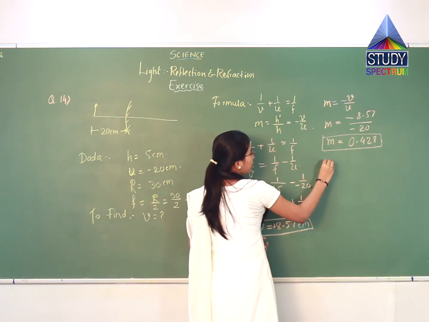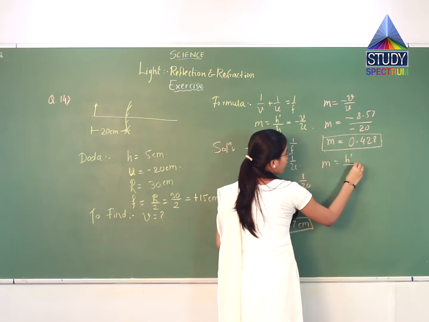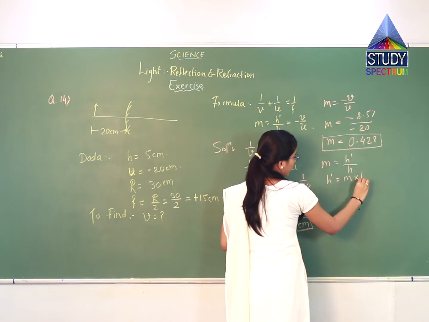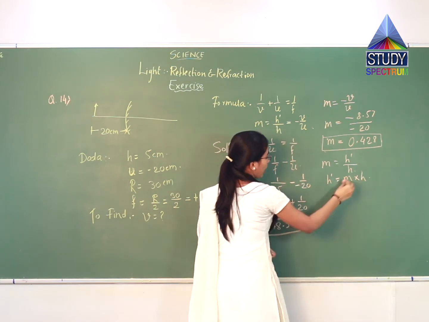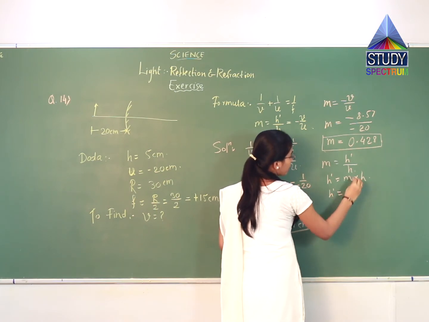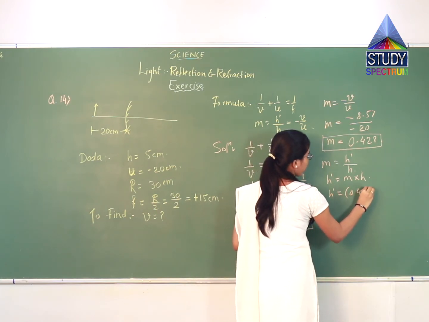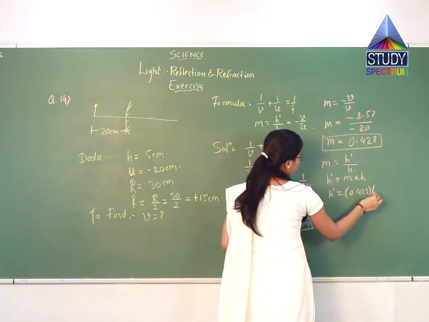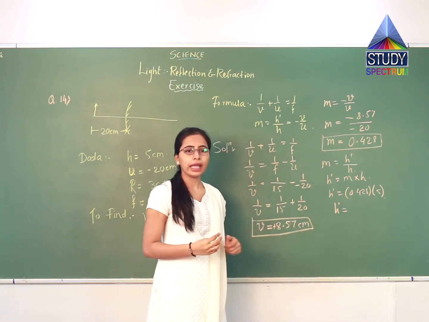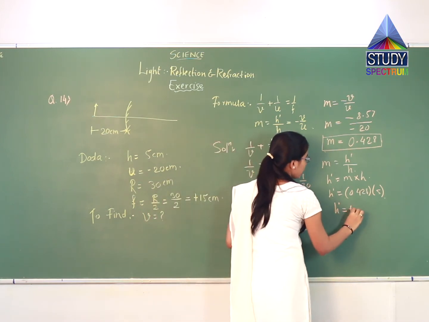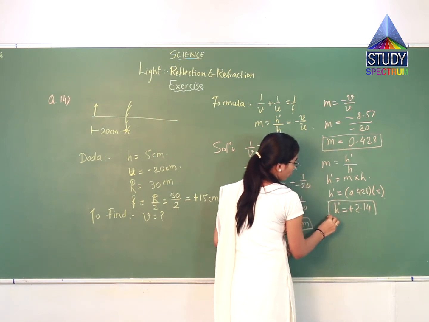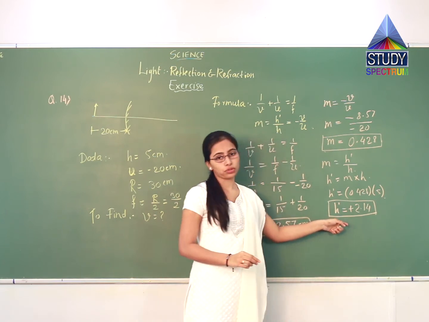So let us find the size of the image. So h dash will be m into h. Now we know h and now we know m. H is already given. So h dash will be, m is 0.428 and h was 5. So on multiplication you will get h dash as plus 2.14. Now you can see magnification is also positive and h dash is also positive.